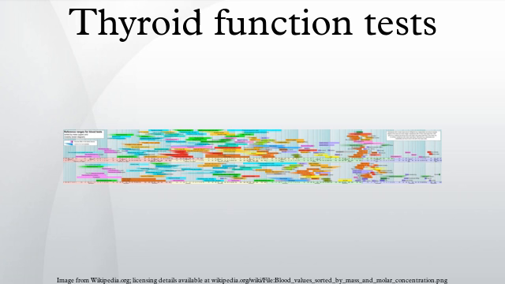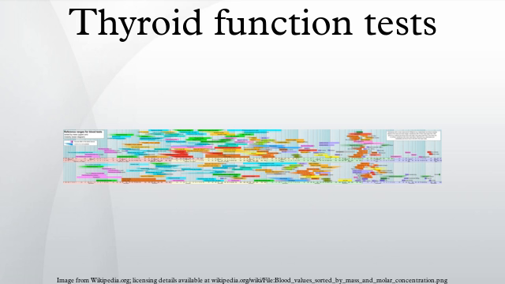A TFT panel typically includes thyroid hormones such as thyroid-stimulating hormone and thyroxine, and triiodothyronine, depending on local laboratory policy. Thyroid-stimulating hormone is generally elevated in hyperthyroidism and decreased in hypothyroidism. It is the most sensitive test for thyroid hormone function.